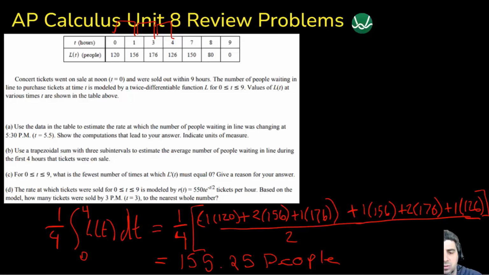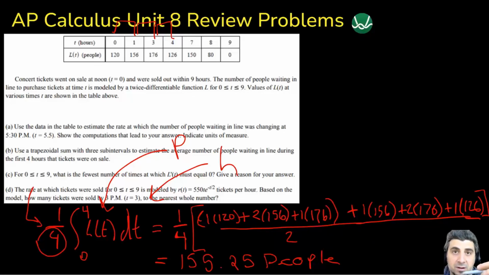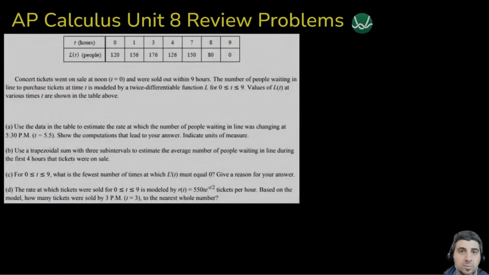Now, real quick, just to show you how the units work out, L of t is people, dt is hours, but 1/4, this 4 comes from the width of the interval from 0 to 4 hours. So it's people times hours divided by hours. So it's 155.25 people. So you would get 1 point for writing out this sum and 1 point for your final answer. Let's move on to part C.